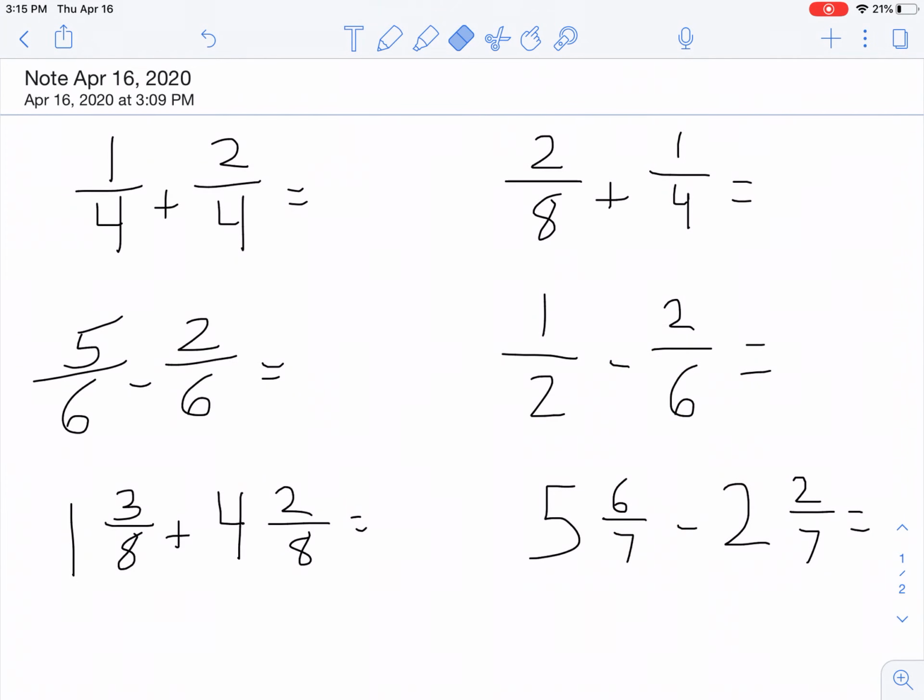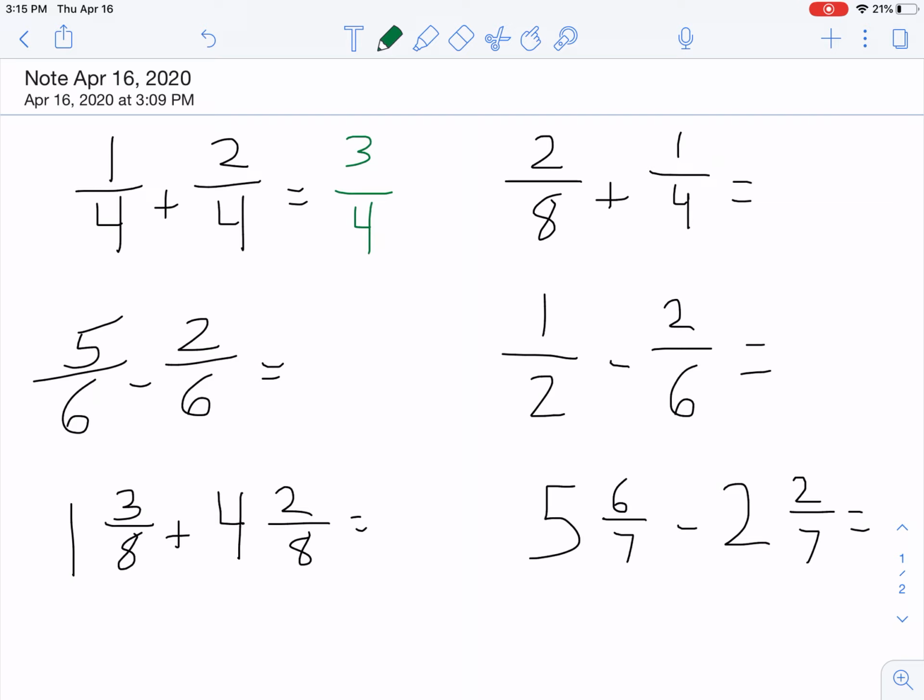Hi guys, I'm just going to do this real quick screencast here to refresh your memory on how to add and subtract fractions. So the first one, if you look at the upper left-hand corner of your screen, is 1/4 plus 2/4. When you add fractions, you need to make sure that your denominator stays the same. And then all you have to do is add your numerators. 1 plus 2 is 3. Answer to the first one is 3/4.